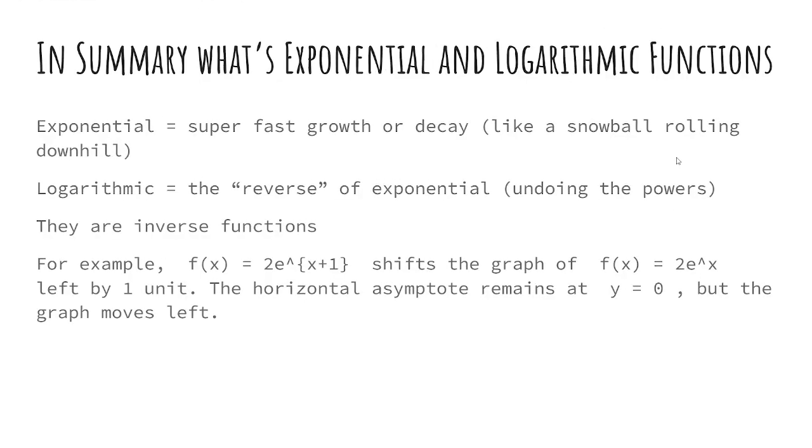So in summary, what are exponential and logarithmic functions? An exponential function is a super fast growing or decaying function. It's like a snowball rolling downhill. A logarithmic function is the reverse of exponentials, undoing the powers. They are inverse functions. For example, f of x is equal to 2e to the power of x plus 1 shifts the graph of f of x is equal to 2e to the power of x left by 1 unit. The horizontal asymptote remains at y equals 0, but the graph will move left.